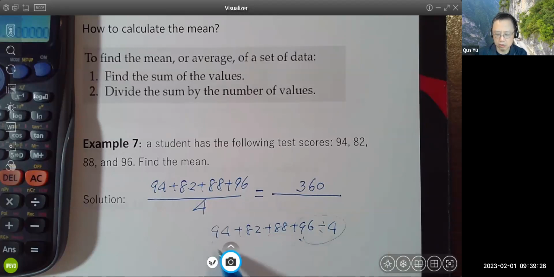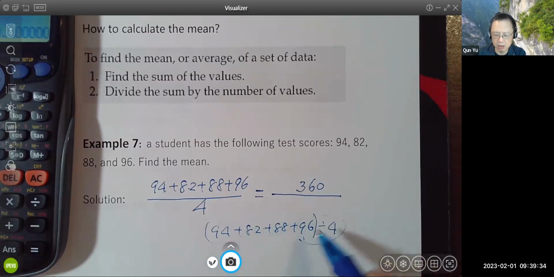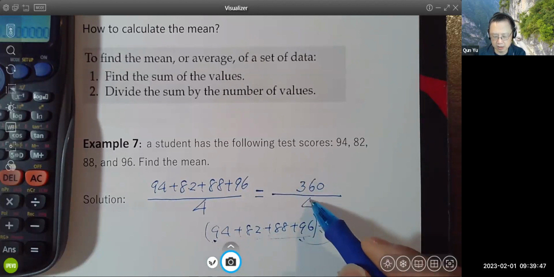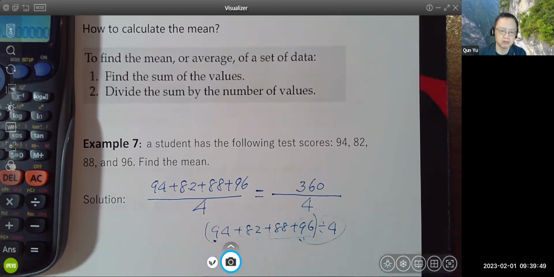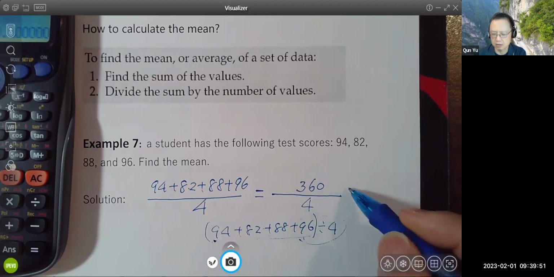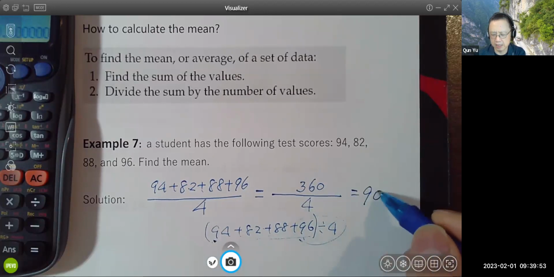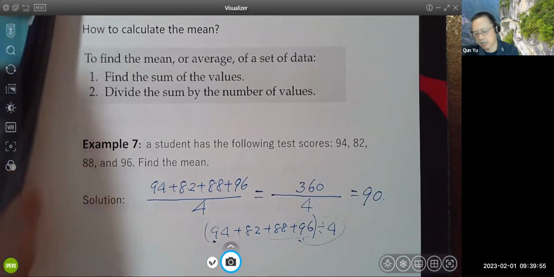And if you want to do this in a row without writing down anything, it's still fine. All you need is a pair of parentheses to surround these additions, so that the calculator will follow the order of operations by getting the result of all this addition first, which is 360, then divided by 4. That's the intended order of operations, right? So now that's going to be 90. So 90 is the average.